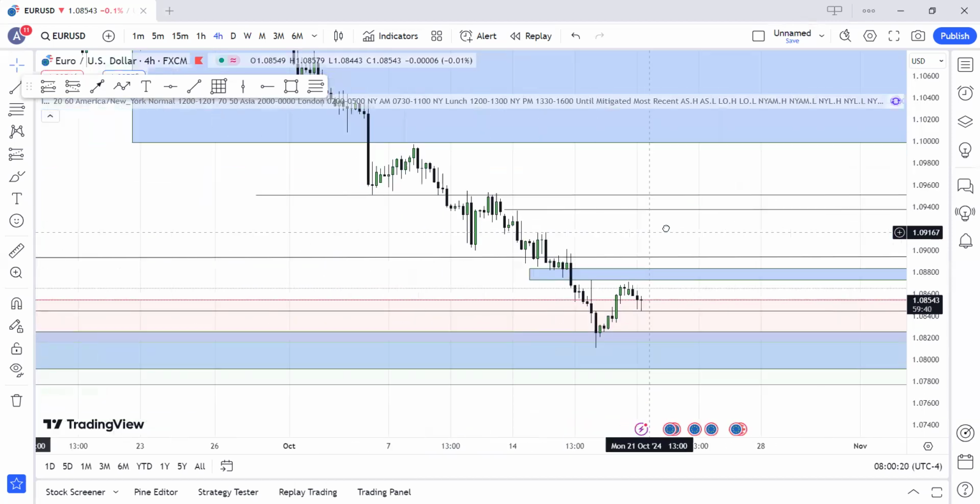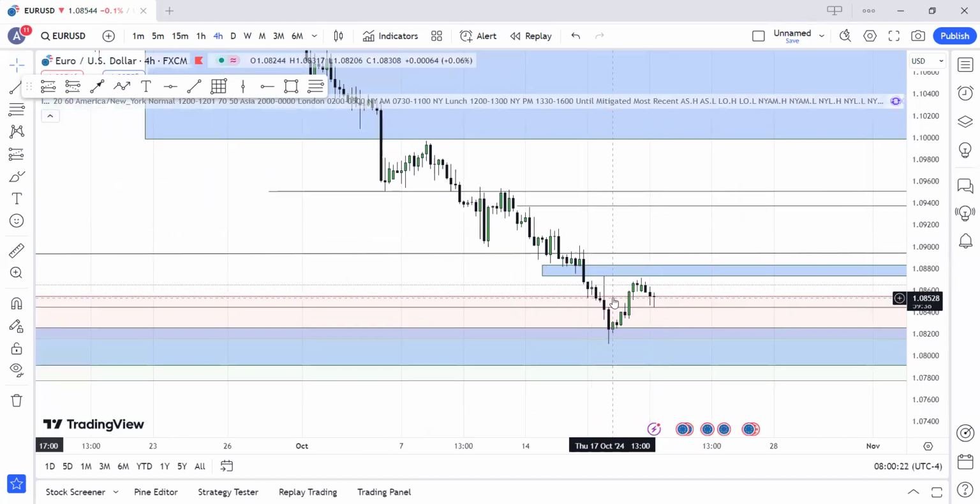But yeah, so basically we have this fair value gap right here. We have this one right here, which is also broken through, closed above, showing momentum to go higher, and then down, went higher, broke this one right here. That's the one that pops out for me.